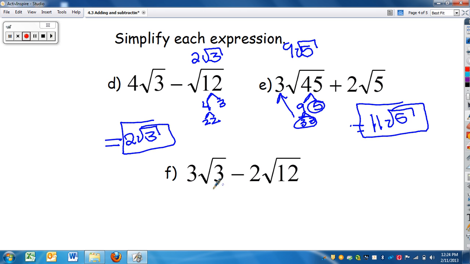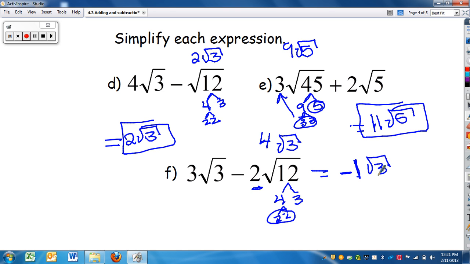So this one is simplified, 3 square root of 3, breaking down 12. We have 4 and 3, 2 and 2. So I have a pair of 2's that joins this 2, so that is 4 square root of 3. Well, I have 3 minus 4, which is negative 1 square root of 3, or a more proper way of writing it is negative square root of 3, because that 1 can be invisible.